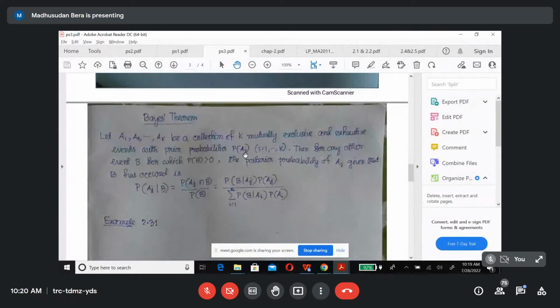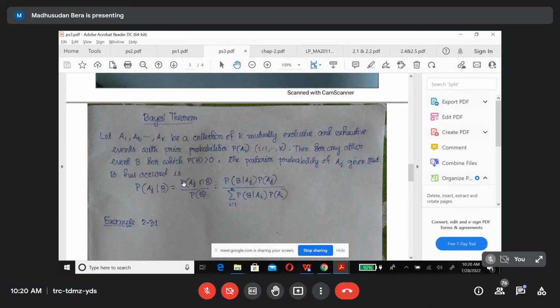A1, A2, ..., AK are a mutually exclusive and exhaustive set of events, and suppose B is an event with probability of B greater than 0. If we know P of AI and P of B given AI for all I, in that case P of AJ given B can be determined by this formula.